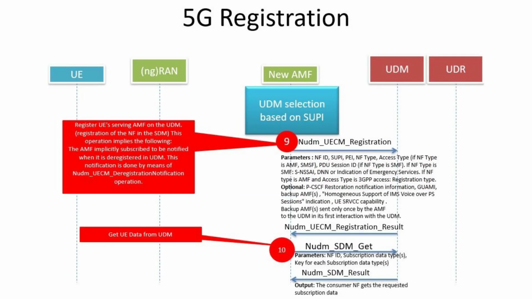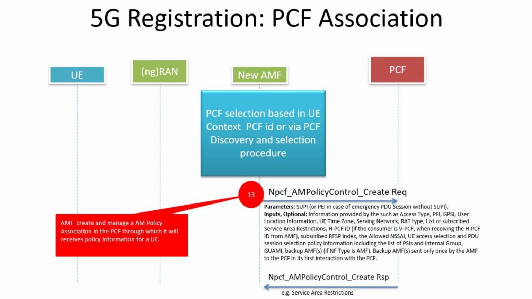The AMF is required to register to the UDM to receive user deregistration and service update notifications. Finally, the AMF requests access management policy from the PCF in case the user equipment is not allowed to register in specific areas. This part is newly introduced in 5G.